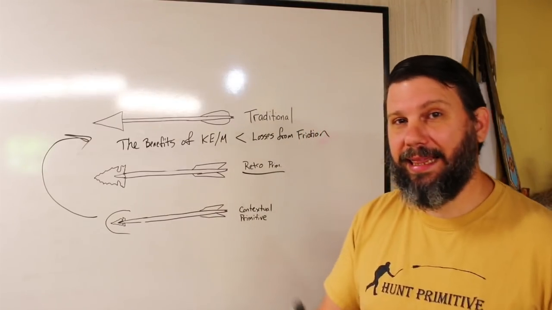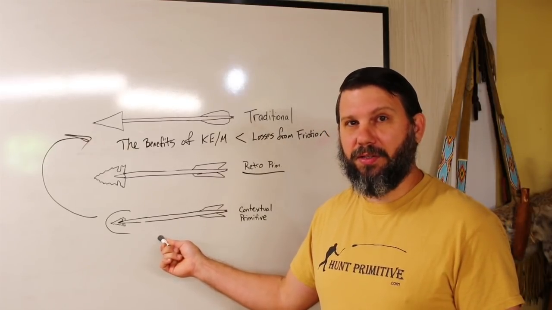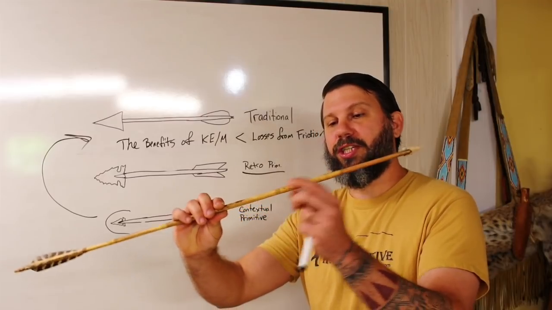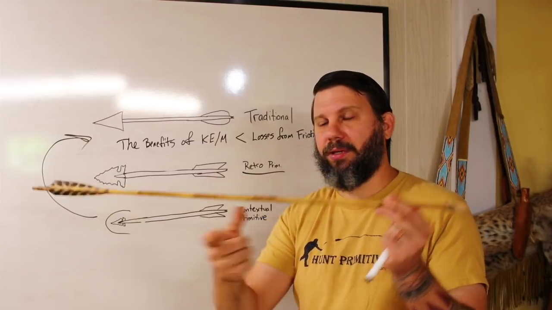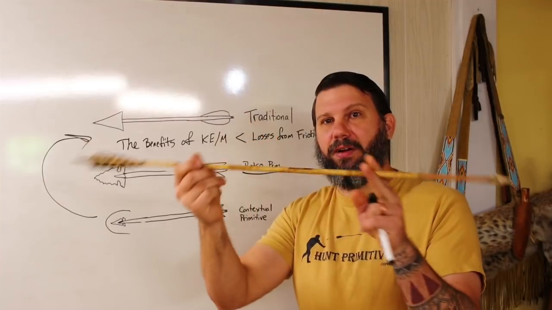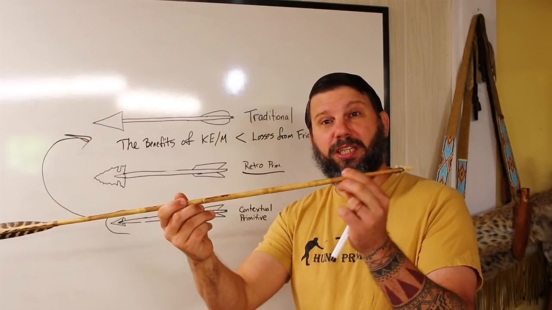So we then applied that to our contextual primitive arrows, where we have these very small stone points, and our shaft is fairly large back here, and it's naturally tapered. It grows like this, a river cane shaft, so it's thinner on this end and heavier on this end. And then once we get to about here, this one actually has a foreshaft, which I typically don't do.